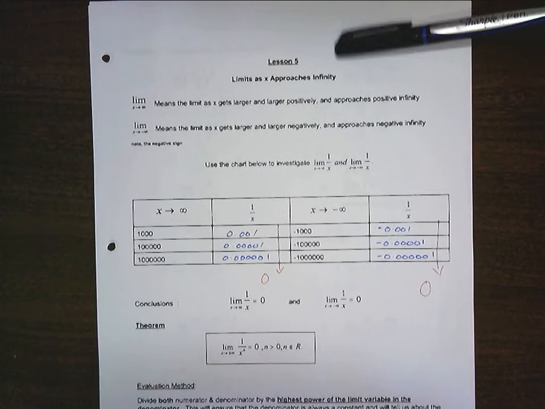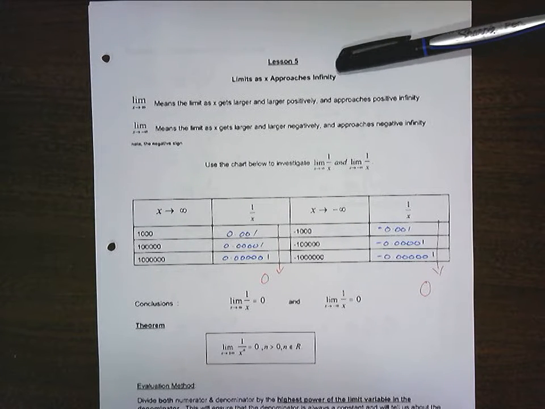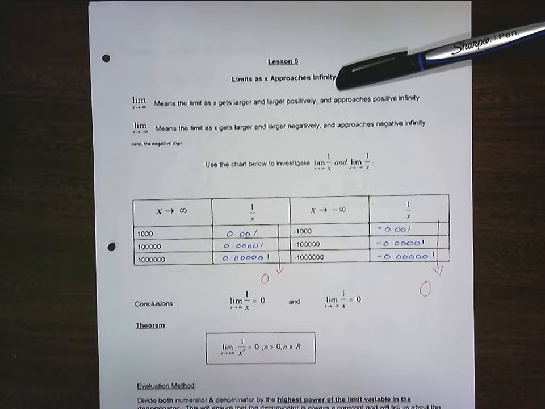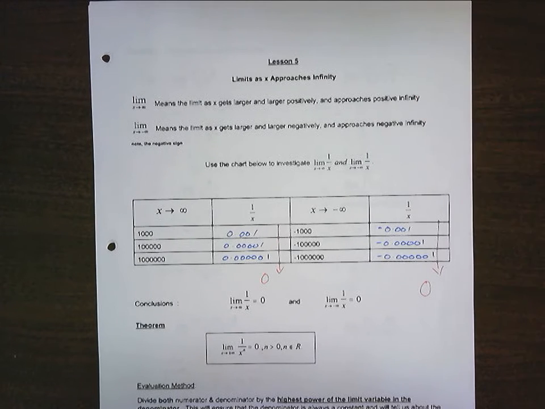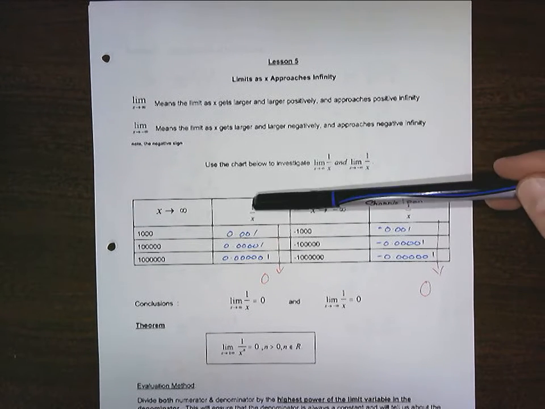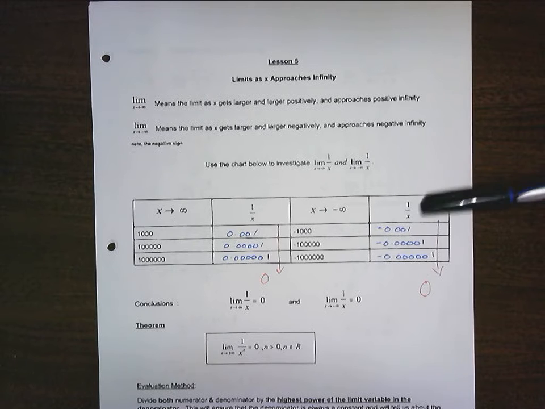Again, we're talking about limits as x approaches infinity. Remember, infinity is a direction. It's not a destination that you can ever reach. So as the limit approaches positive infinity, or the limit approaches negative infinity, 1 over x goes to 0, and we came up with our theorem.